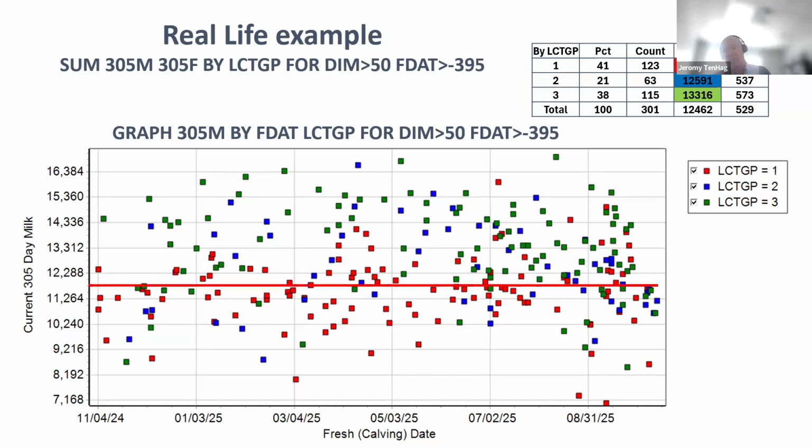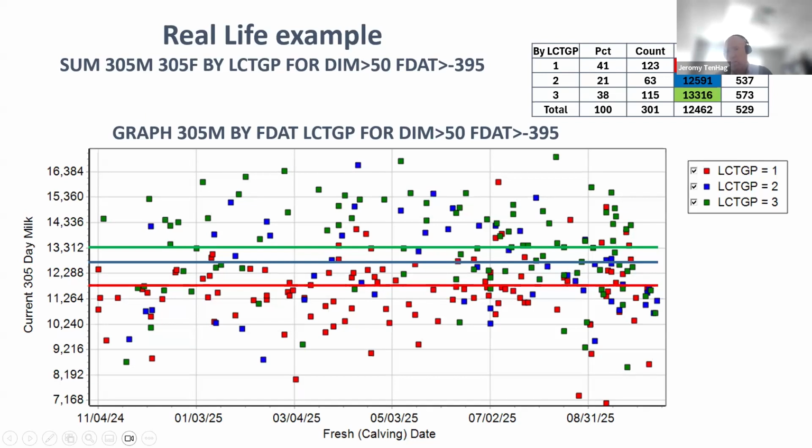So if we draw the line, this is the average 305 milk based on that table in the upper right corner: average second lactation 305 milk, average lactation 3 plus milk. And what I want to bring to your attention is all the squares under the red line. All those animals are making less 305 milk than an average heifer on this farm. And we're past 50 days in milk, so most, if not all, of these animals have had at least 2 test days. So we've had a couple of data points to start creating a 305 average or projection.